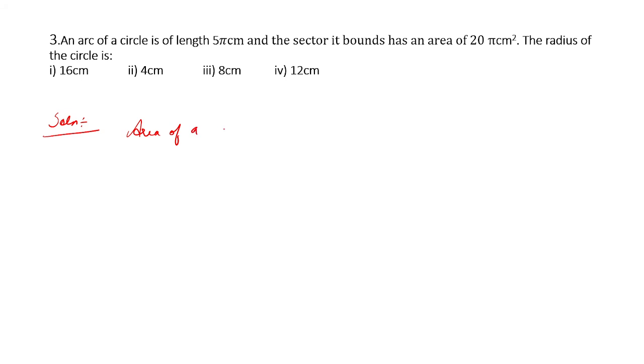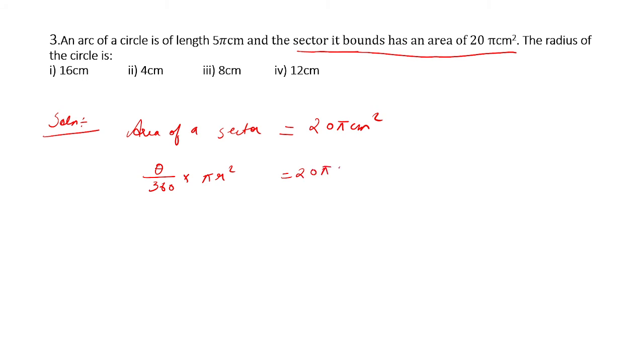Area of a sector, they have given it as, I want you to read carefully, and the sector it bounds has an area of 20 pi centimeters. So we are talking about area of a sector, which is this. So this area of a sector is theta by 360 into pi r square equal to 20 pi centimeter square. Clear with this?